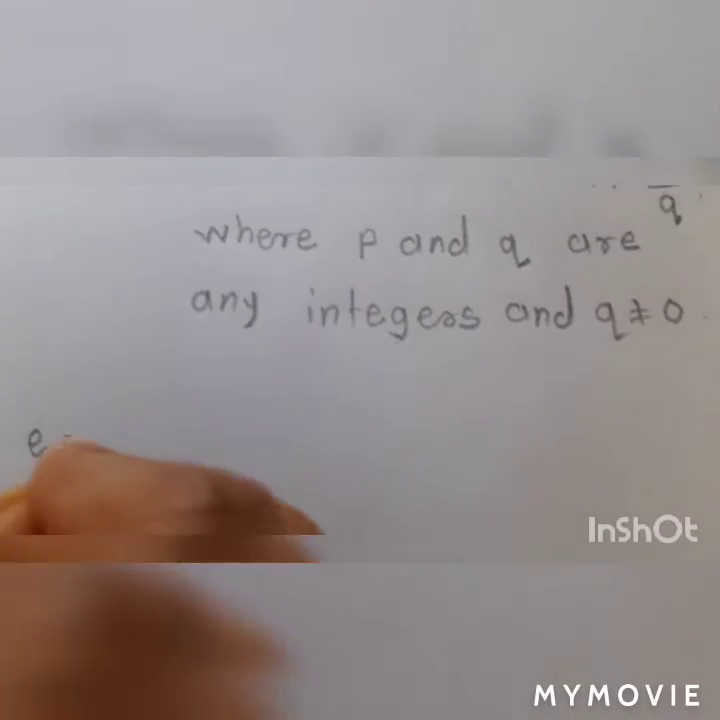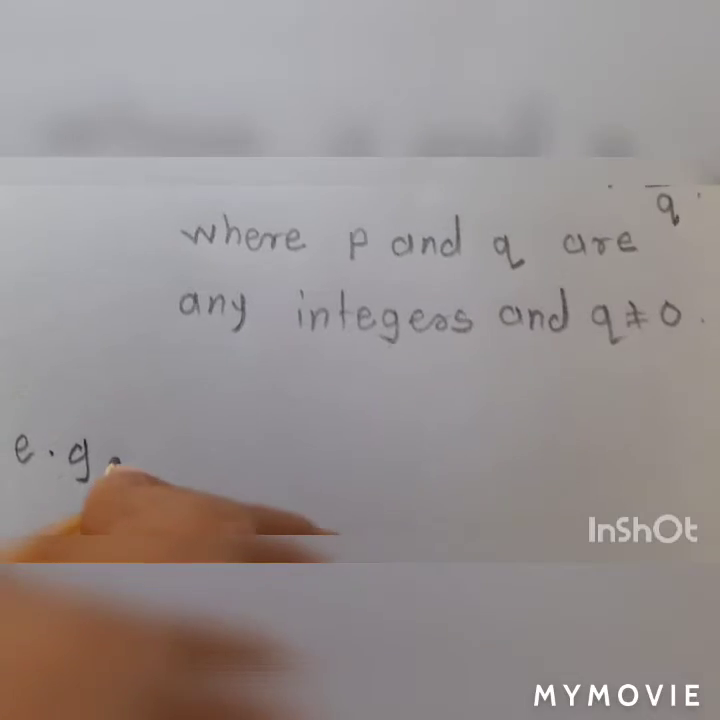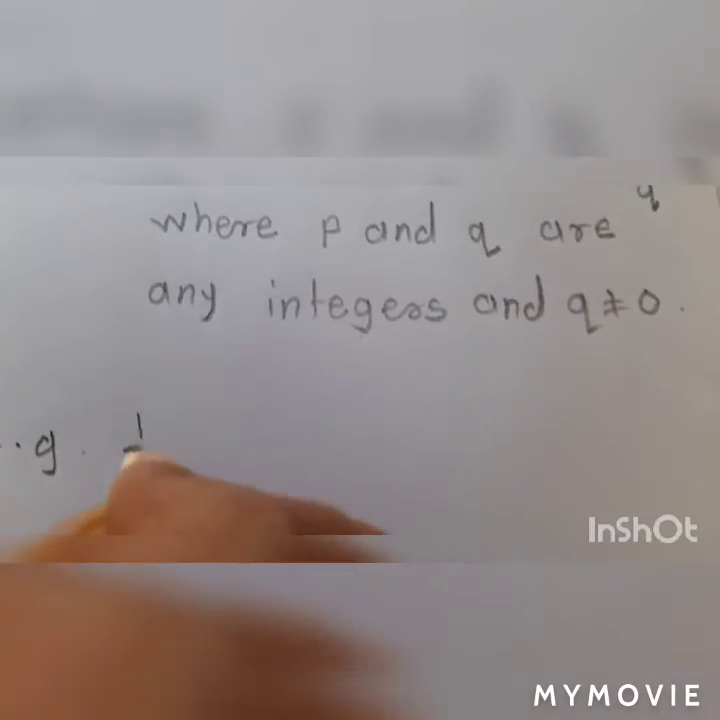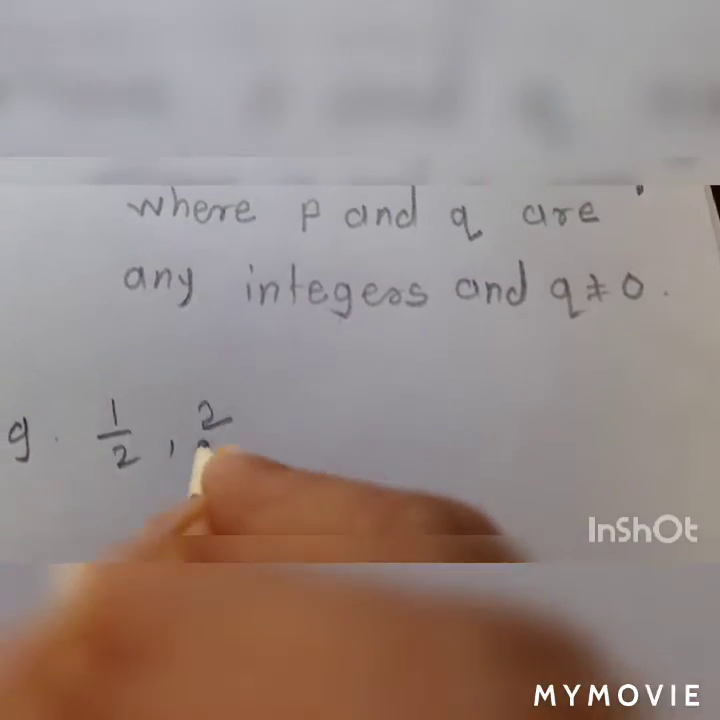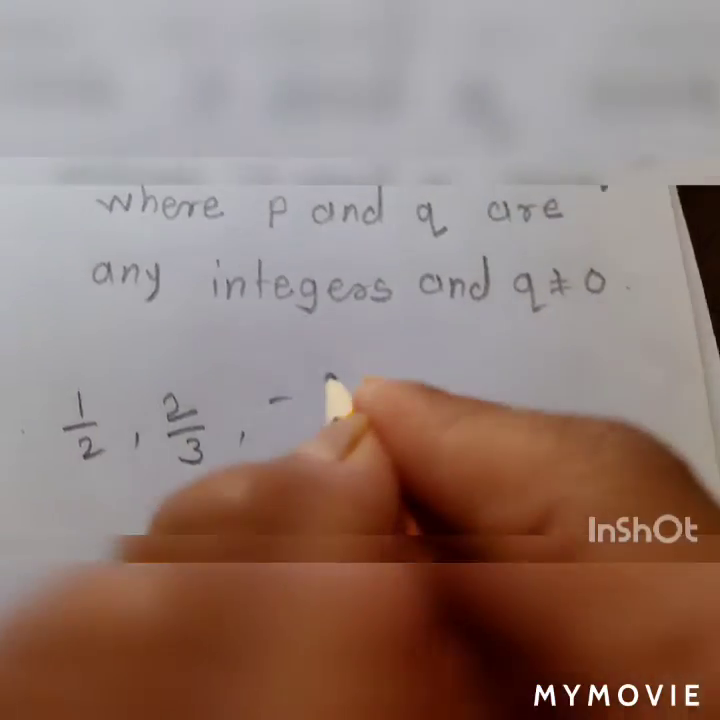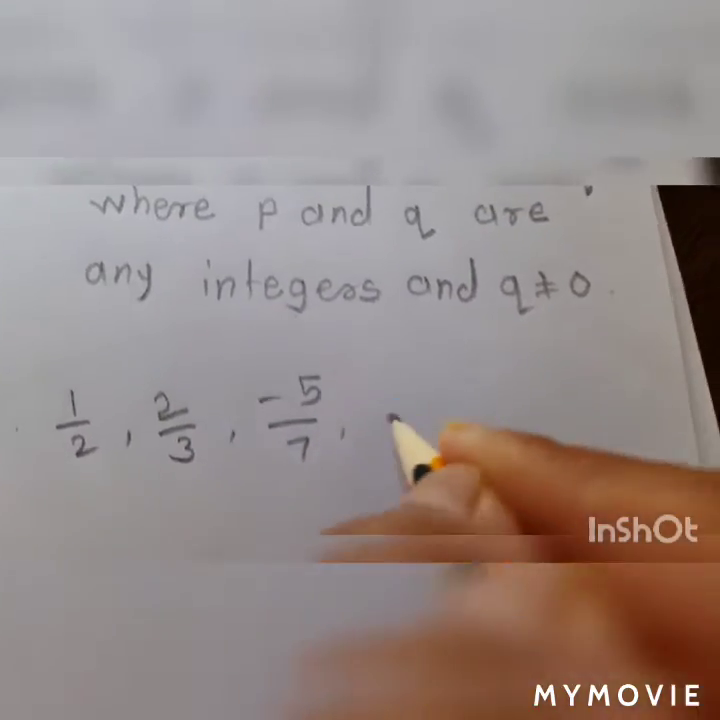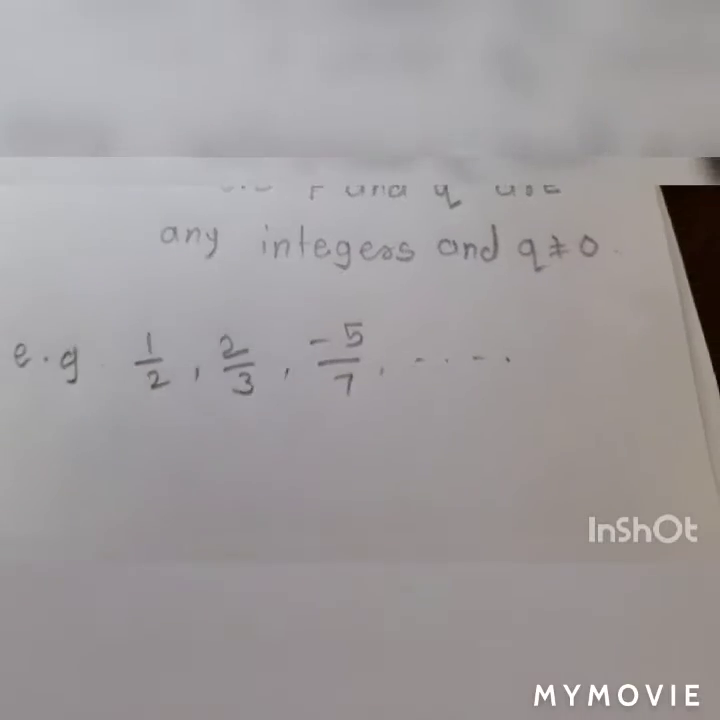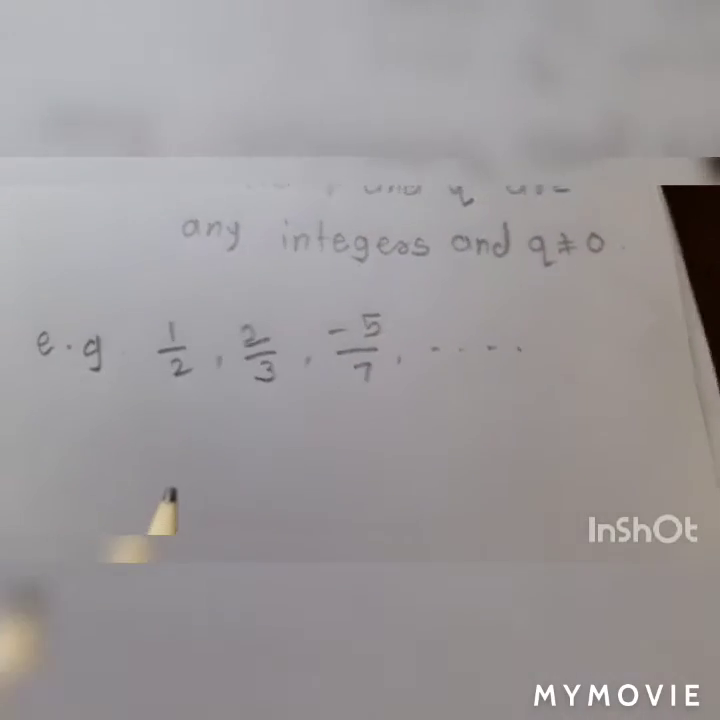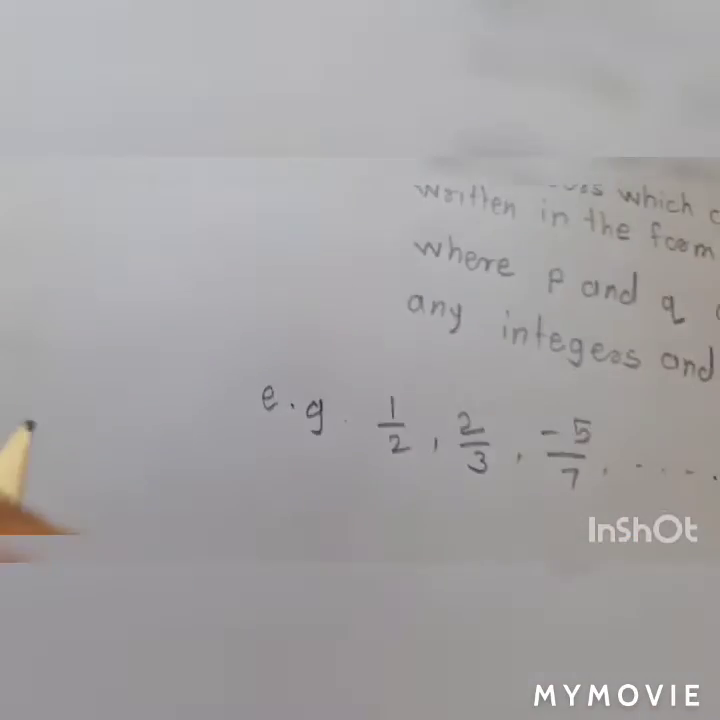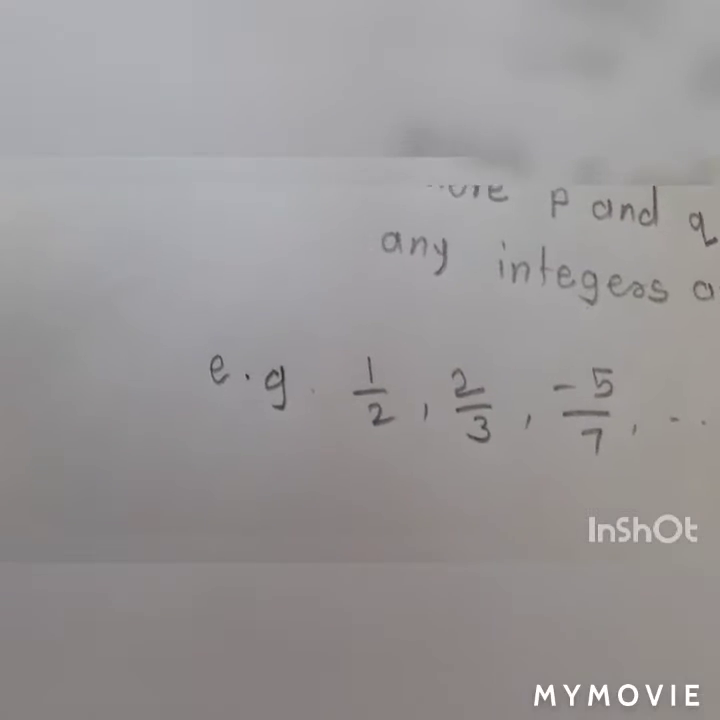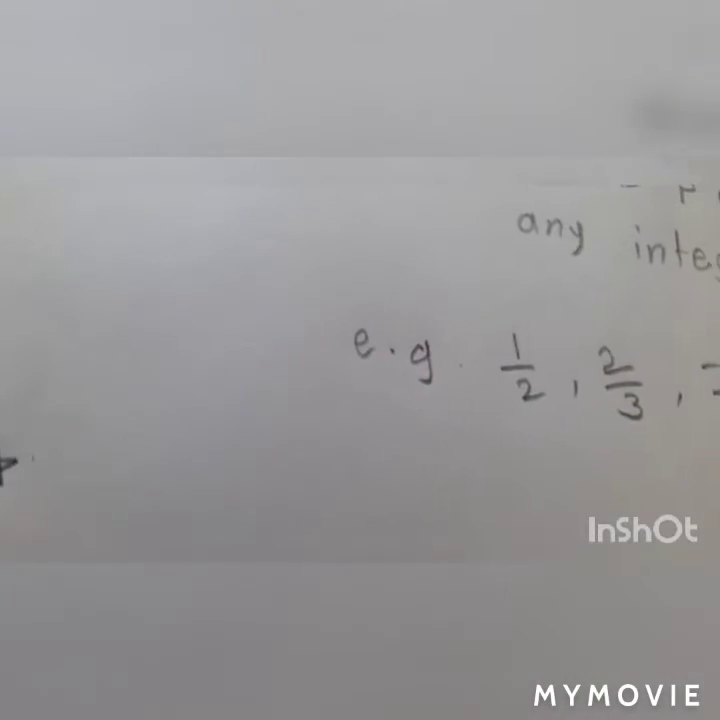Let us see some examples. 1 upon 2, 2 upon 3, minus 5 upon 7 and so on. The numbers which can be written in the form of quotient are rational numbers, but the denominator must not be 0.